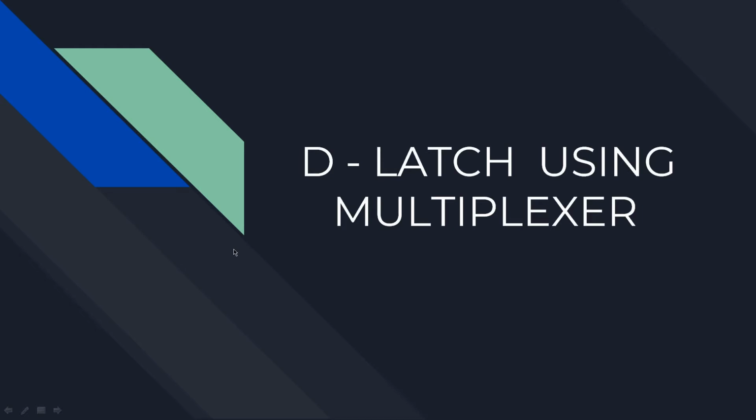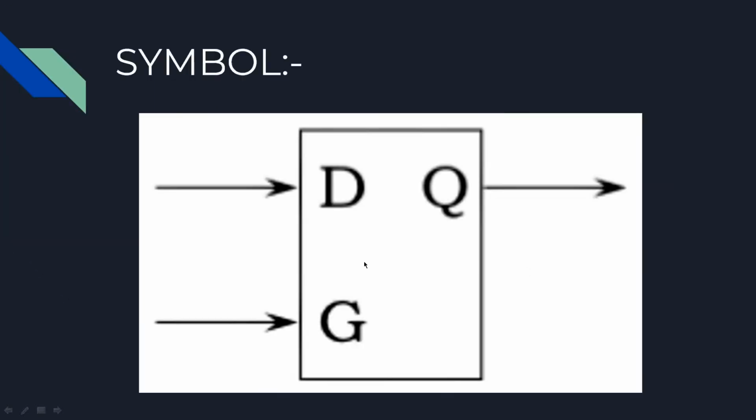Hello guys, in this video we'll be learning about D-latch using multiplexer. Let us first look into the schematic symbol of a D-latch using multiplexer. This is the schematic symbol where you have the data input signal, the gate signal as the control signal, and the data output signal, which is the Q.